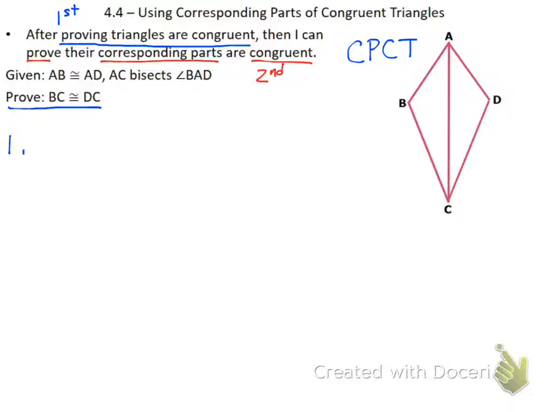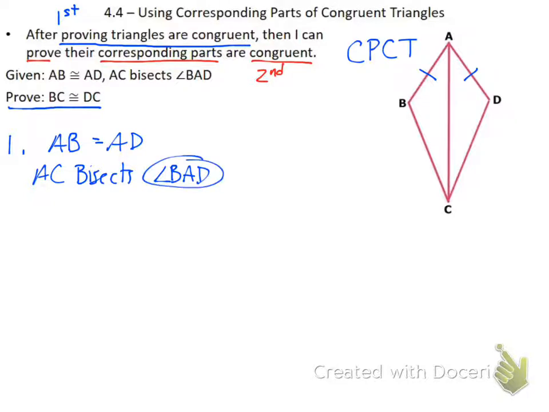So with this first one, first step is going to be my given statement: AB is equal to AD, and AC bisects angle BAD. So again, the first thing I'm going to do is look through my written given statements. AB is equal to AD, so AB and AD are equal to each other. And then it says that AC bisects angle BAD. And so again, if an angle is being cut in half, that means that angles are equal to each other. This is my given.